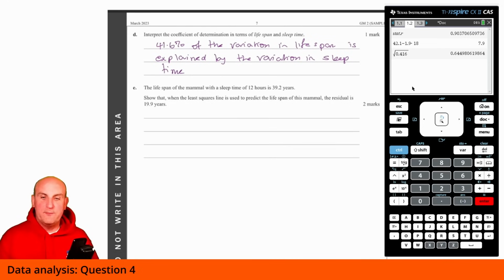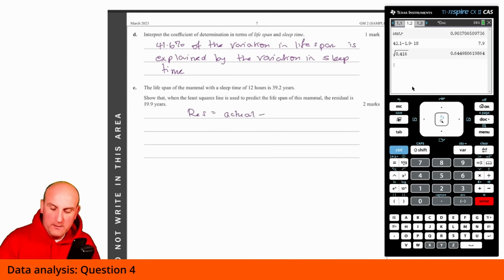All right, the lifespan of a mammal with a sleep time of 12 hours is 39.2 years. Show that when the least squares line is used to predict the lifespan of the mammal, the residual is 19.9 years. Now, let's just show that question. You've got to show sufficient working out. It's 2 marks. So I always write that residual, because this just reminds me. So the residual is equal to my actual minus my predicted. They've given me my actual, which I'll come back to in a moment.